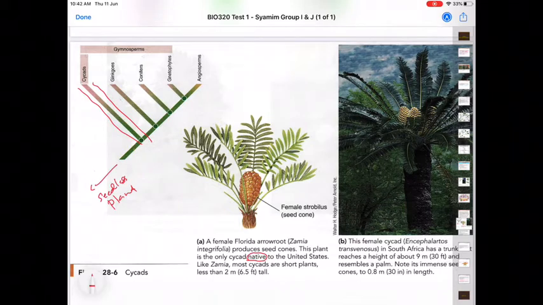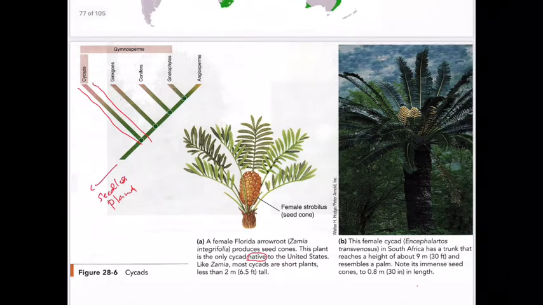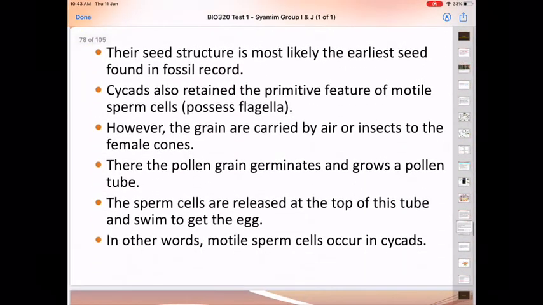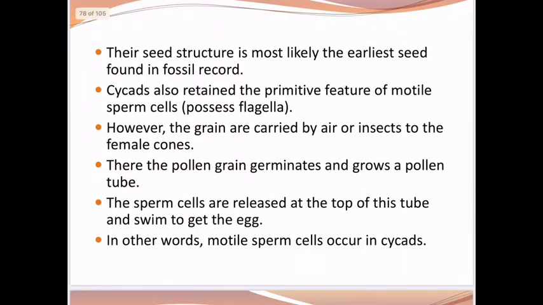Okay, this female cycad in South Africa has a trunk that reaches a height of about 9 meters. Okay, so pokok dia memang besar-besar, dan tengok dia punya stem dia semua besar. Okay, so the seed structure is most likely the earliest seed found in the fossil record.